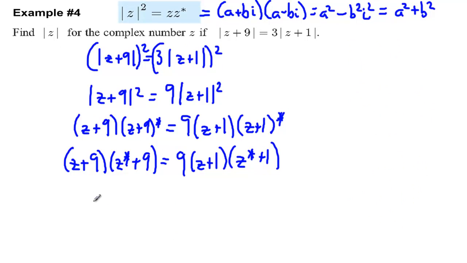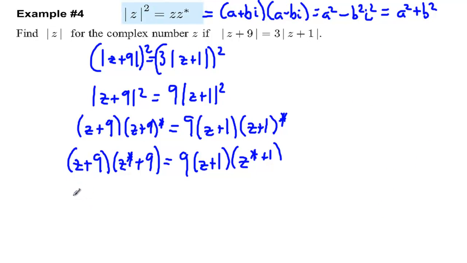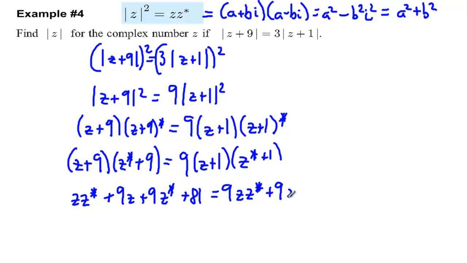So let's focus back on our equation. I'm going to expand this out. I'm going to get z times z conjugate. I'm going to get a plus 9z. I'm going to get a plus 9z conjugate, and then a plus 81. As I do the right side, I'm going to multiply it by 9. So I'm going to get 9z times z conjugate. I'm going to get a plus 9z. I'm going to get a plus 9z conjugate. And then I'm going to finally get a plus 9.